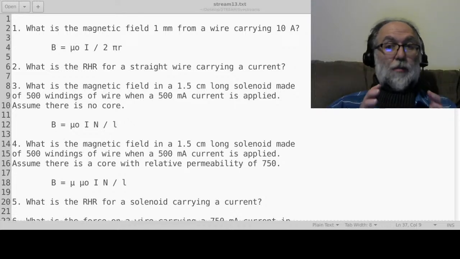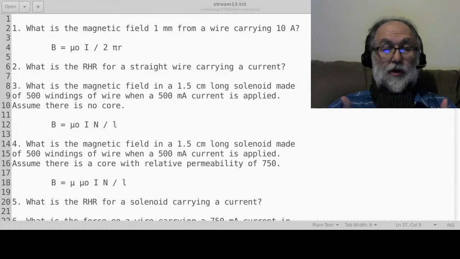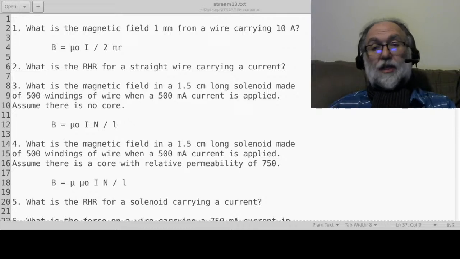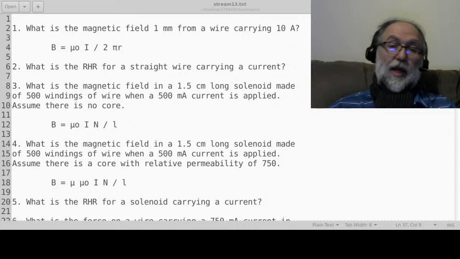So the first one is, where do magnetic fields come from, and that is from currents, and there are some formulas for that. And then the second one is, once you have a magnetic field, what does it do? Well, it exerts a force on currents. Okay, and that's the Lorentz force. All right, so let's start.